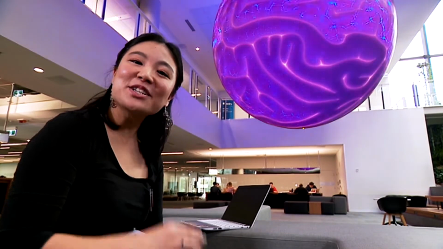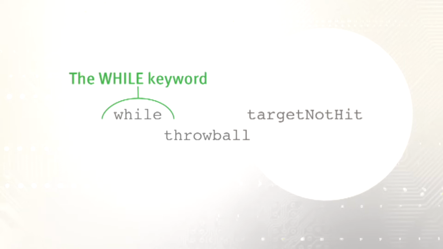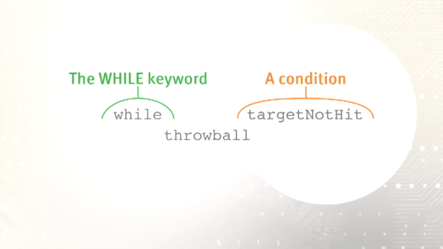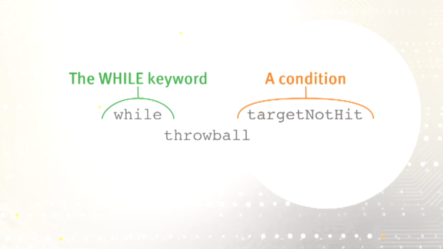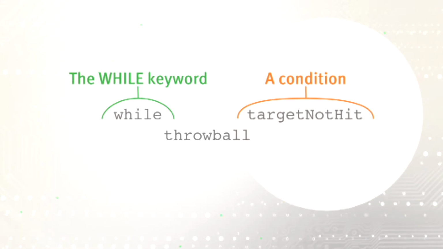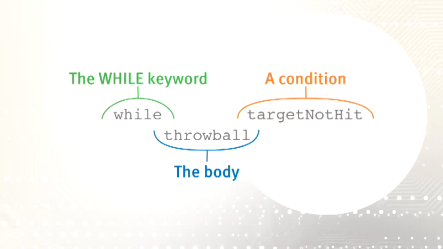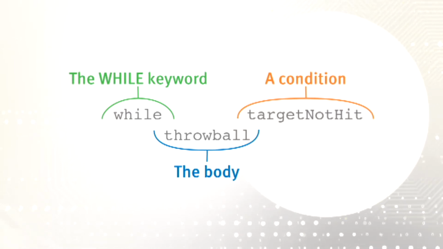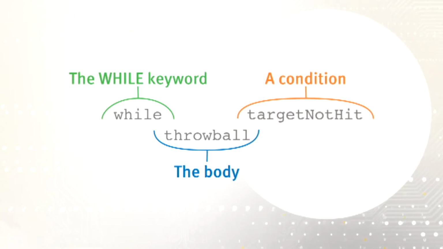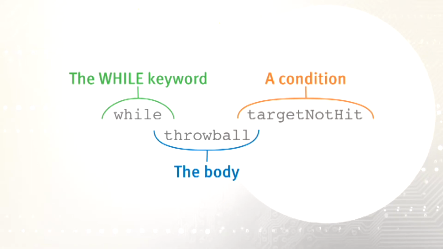We have three major components of our while loop. The while keyword, to tell the program we want a while loop. A condition, in this case, target not hit. This will tell the program when it should stop looping, which is once the target has been hit. The body, what we actually want to repeat. In this case, throwing a ball. Just like our conditional statements, this section needs to be indented one level. Remember, we need to be precise or our code will create a syntax error.